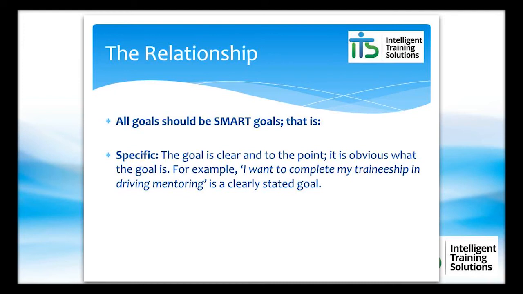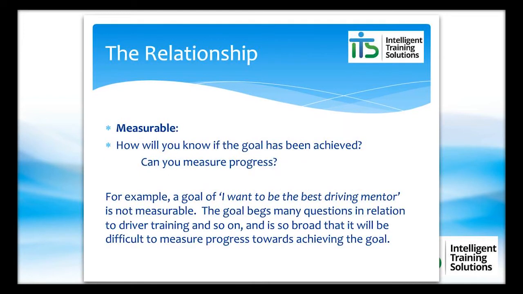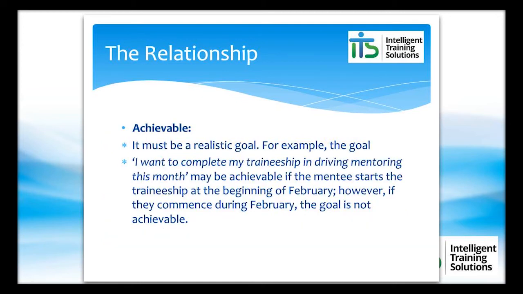The goal is clear and to the point. It is obvious what the goal is. For example, I want to complete my traineeship in driving mentoring is a clearly stated goal. Measurable. How will you know if the goal has been achieved? Can you measure progress? So, for example, a goal of I want to be the best driving mentor is not measurable. The goal begs many questions in relation to driver training and so on. And so it's broad and it's difficult to measure the progress towards achieving that particular goal.